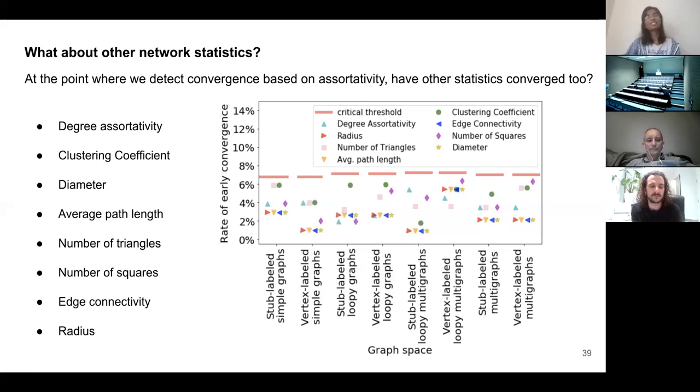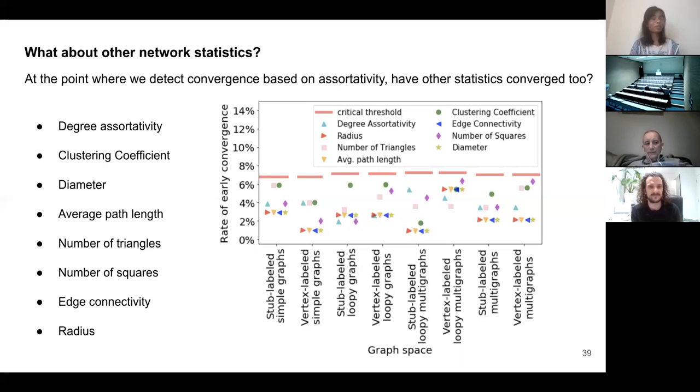Yeah, that's an interesting question. But I think the goal is to choose the network statistic that's the slowest, right? Because we want to detect convergence when all the network statistics have converged. If the distribution of graphs has converged, then all network statistics distributions should have converged by then. We don't want to choose a network statistic that converges early, because at that point there can be other network statistics that have not yet converged. So that's kind of the wrong network statistic to choose.